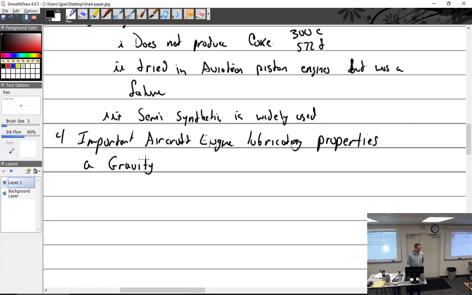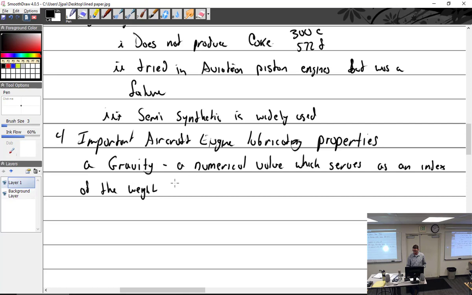We talk about specific gravity. We talked about specific gravity in electricity. Remember that? Gravity is a numerical value which serves as an index of the weight of a measured volume of the product, which is what we're talking about here, as opposed to specific gravity. So we have gravity and specific gravity. I'll write it out since this is new: a numerical value which serves as an index of the weight of a measured volume of the product.